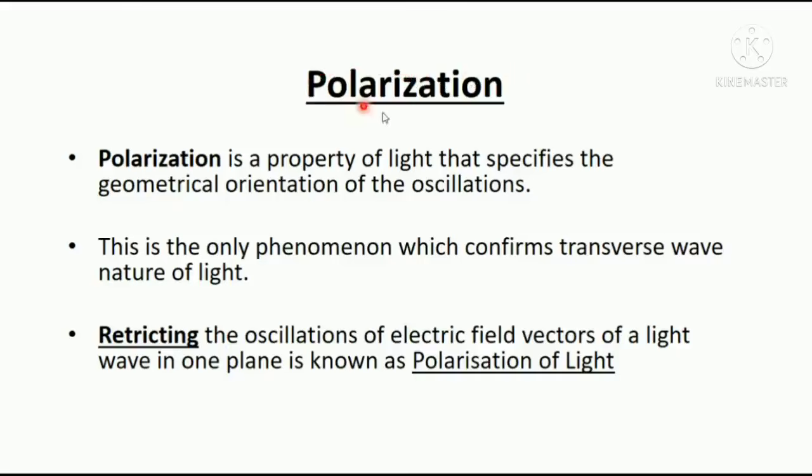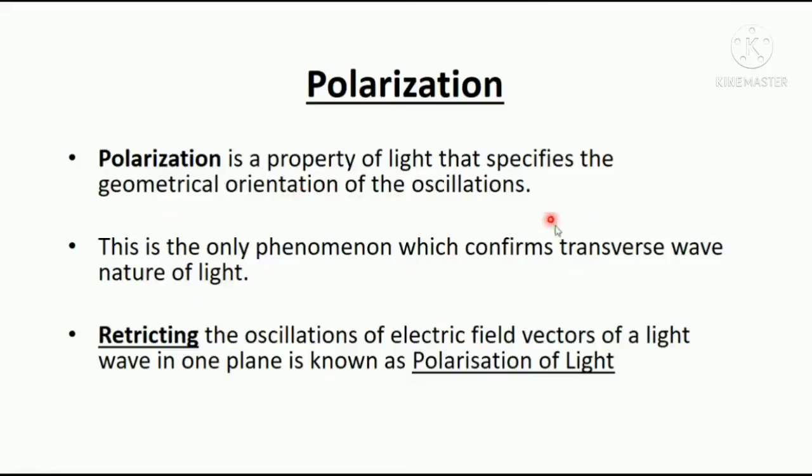Polarization is the property of light that specifies the geometrical orientation of the oscillation. As we know that light shows the dual nature, it shows the particle-like nature as well as a wave-like nature. So, light is considered to be electromagnetic wave which is transverse in nature, and polarization is the only phenomena which confirms the transverse wave nature of the light.